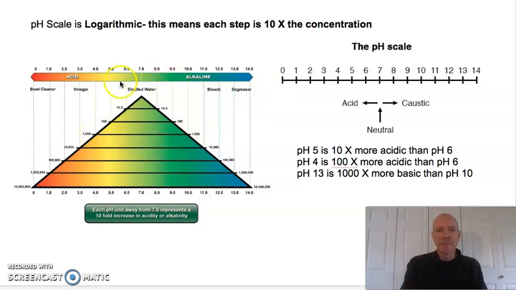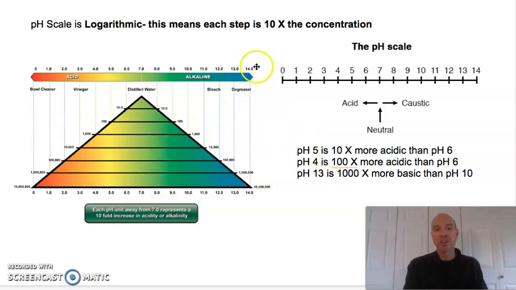But just simply, if we look at a pH 6 compared to pH 5, that's a power of 10. What that means is pH 5 is 10 times more acidic than a 6. A 4 is 10 times more than a 5, but if you compare a 4 to a 6, it's 10 times 10. And so now it's 100 times more acidic than a 6. And so a 3 would be 1,000 times more. And it goes the same way with the bases too.